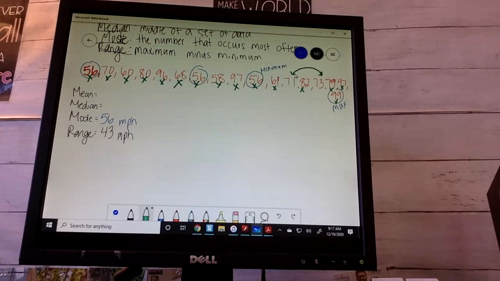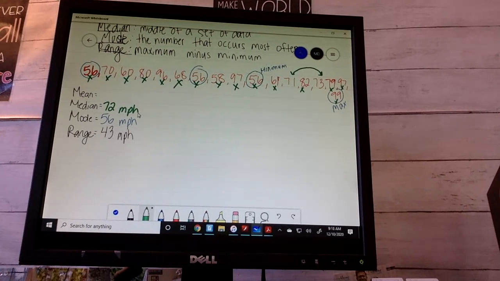What's the median then? Allie? Why? Perfect. There's 2 numbers left for the median. You go right in the middle of them. So we're going to write 72 what? Miles per hour. Now, this is where your fancy schmancy calculators come in.